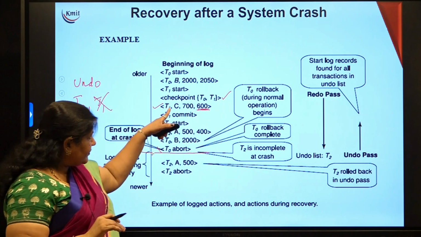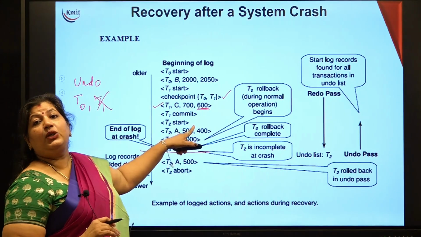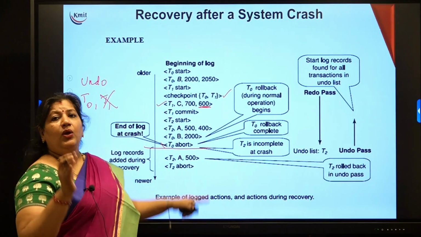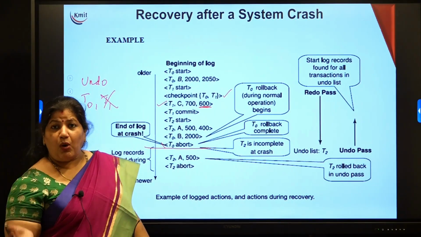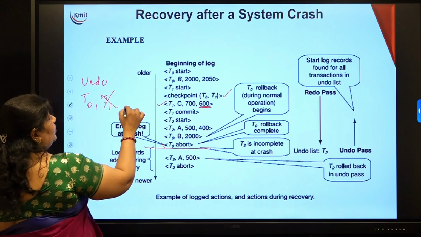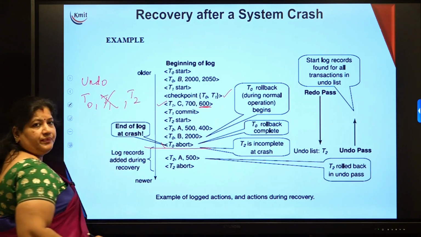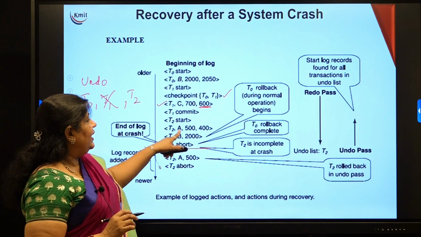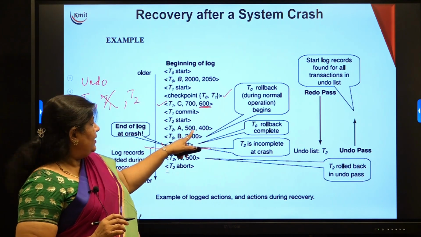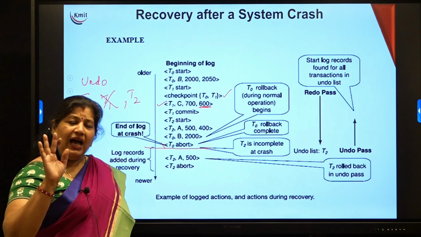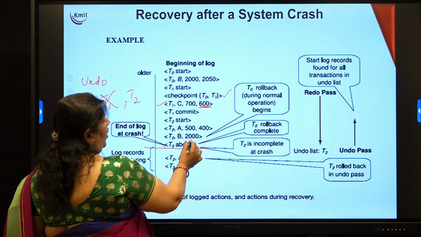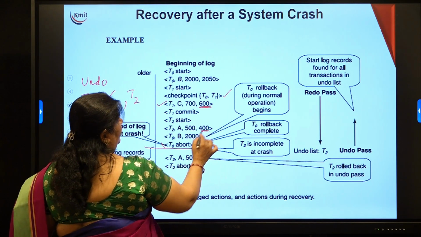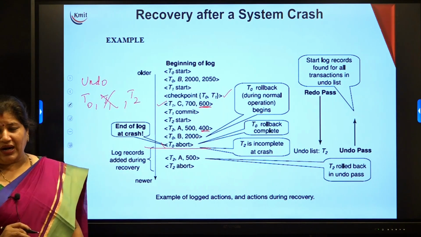Remember that. Coming further, there is a T2 start. That means T2 has started after the checkpoint. So I don't know whether T2 completed, aborted or is half done. I add it to the list. T2 is added to the undo list. Next, proceeding further, for T2, the A value is 500 and 400. I make that operation and update the A value to 400.